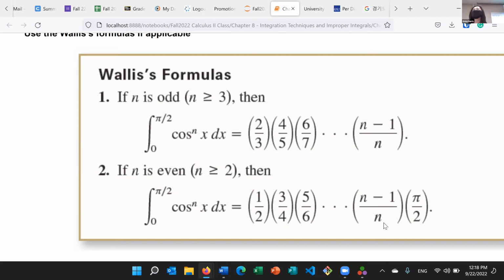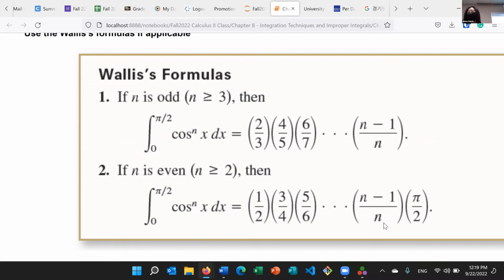Wallis formula. Just like in lesson 8.2, they gave you some patterns. They figured them out, so you don't have to calculate. You just plug in the formula. The Wallis formula says if n is an odd power and n has to be greater than 3, of integration between 0 to pi over 2, it's only true there. The Wallis formula does not work for other ones. It only works between 0 to pi over 2.